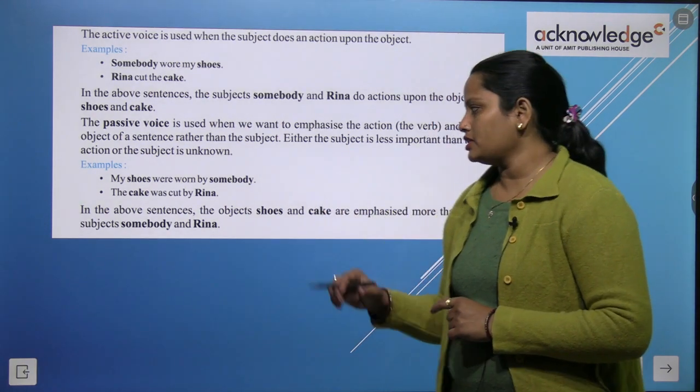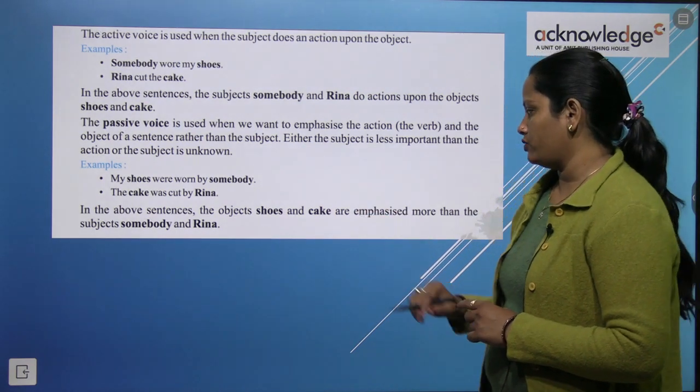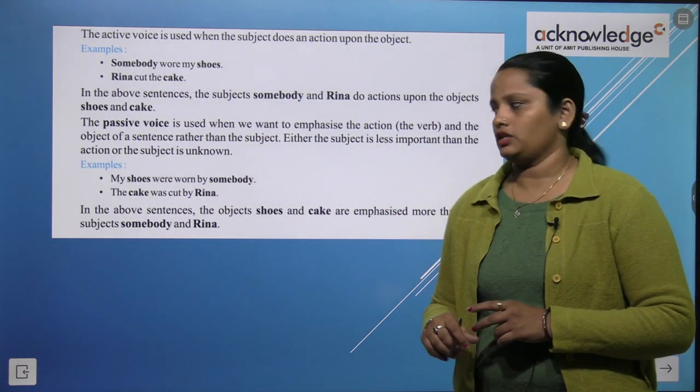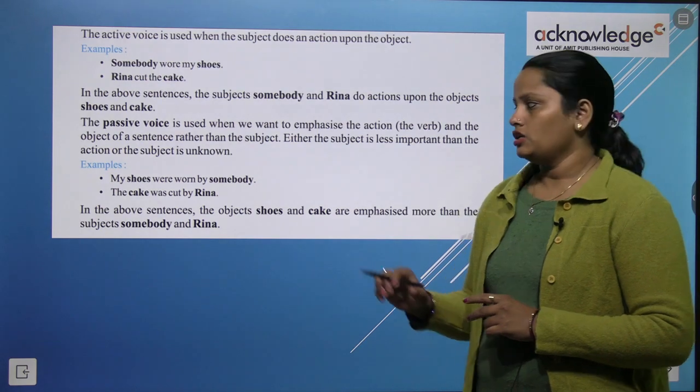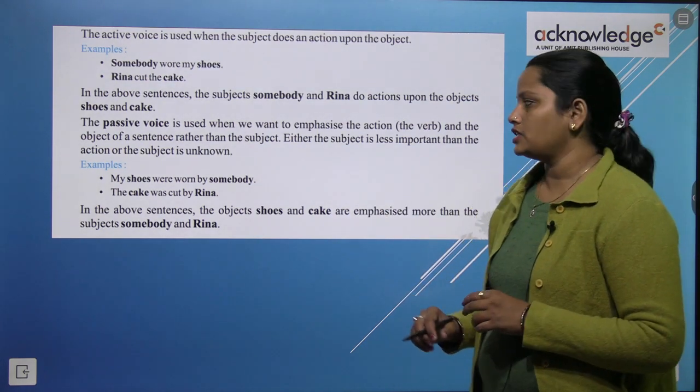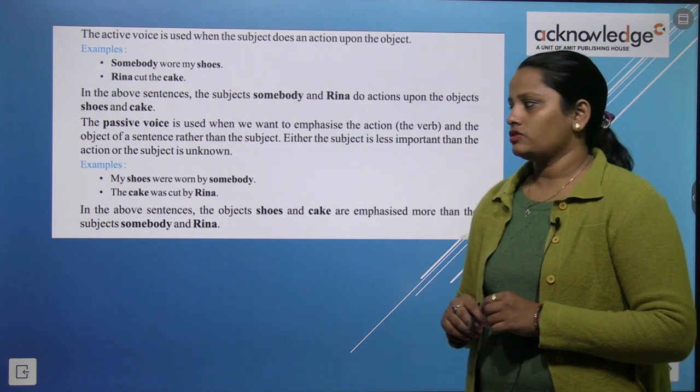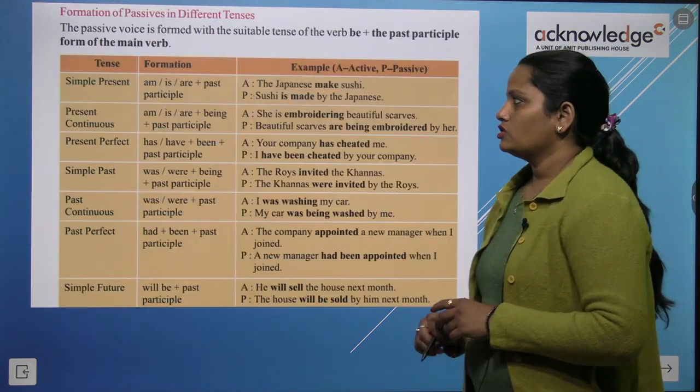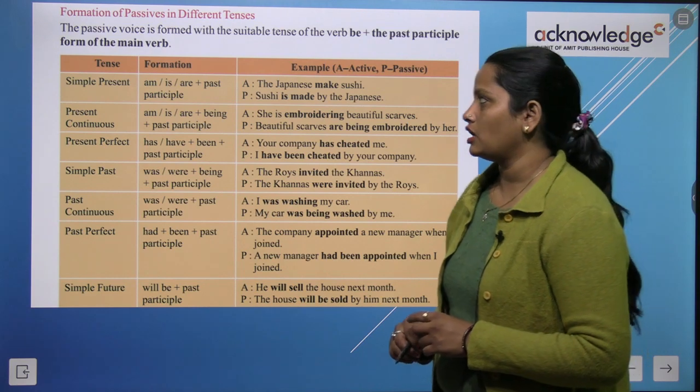So in the above sentence, the objects shoes and cake are emphasized more than the subjects, somebody and Reena. So अब ये जो sentence है इसमें shoes और cake पे ज़्यादा emphasize दिया जा रहा है in place of somebody or Reena. So this is active and passive.